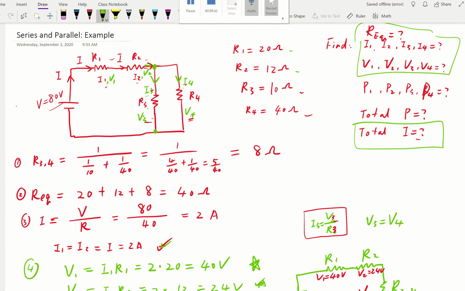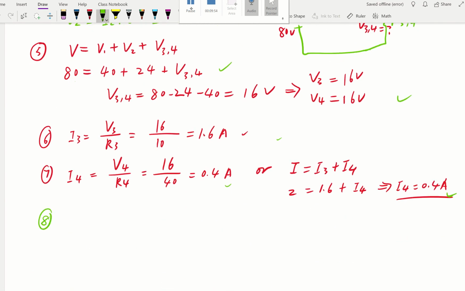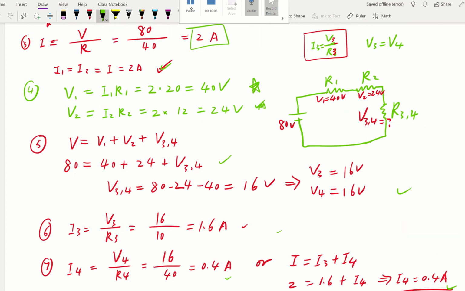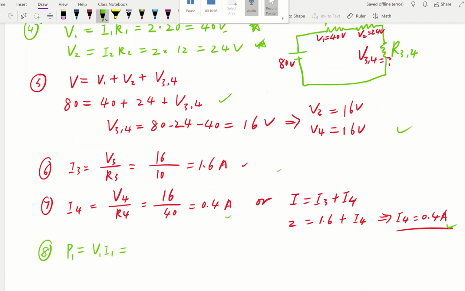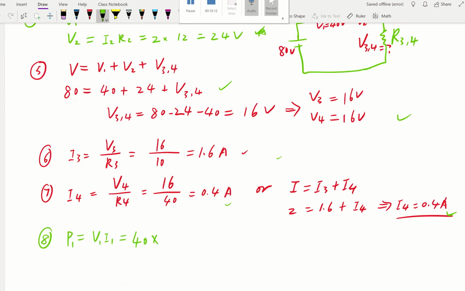Total current we also solved. Total current is 2 amps here. And we just need to figure out the power for each individual resistor. So now let's look at it. Power, if we use P1 equals V1 times I1, that's going to be easy because you already know V1 is 40 volts, and you also figured out I1 is 2 amps. So that's going to be 80 watts.